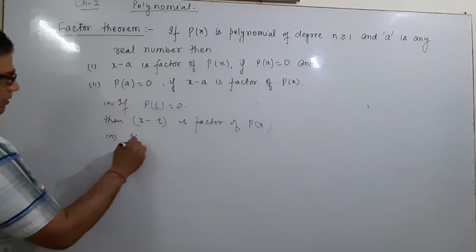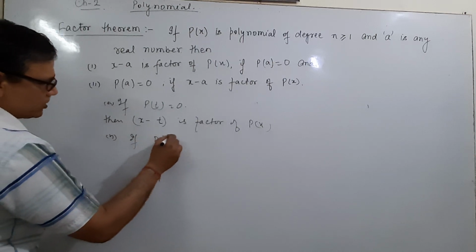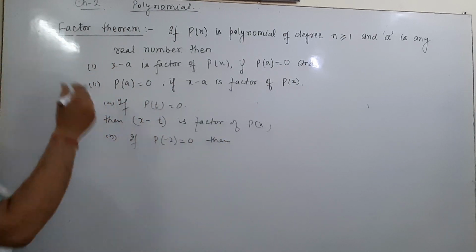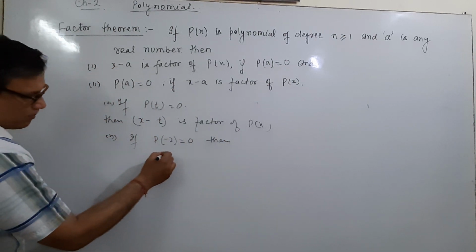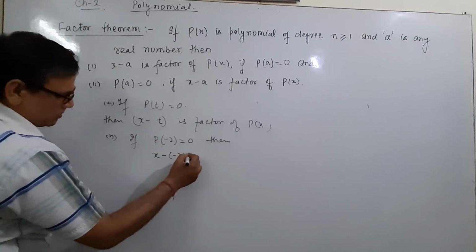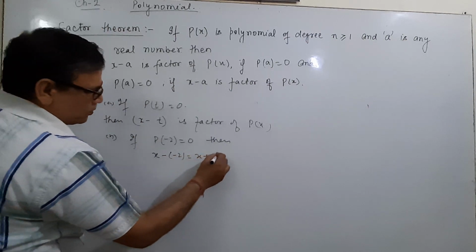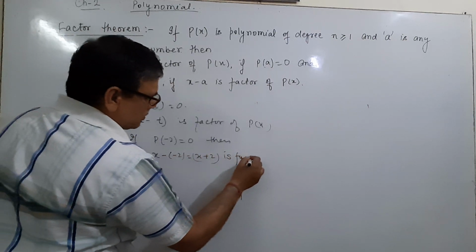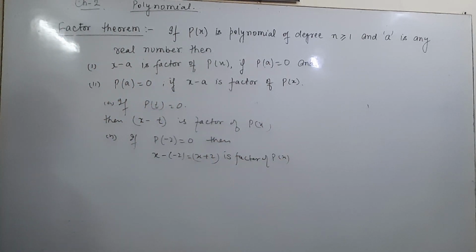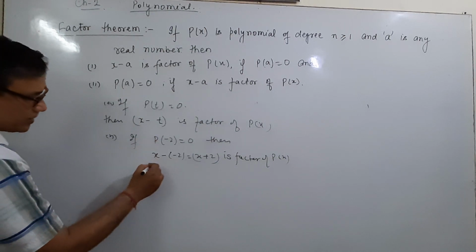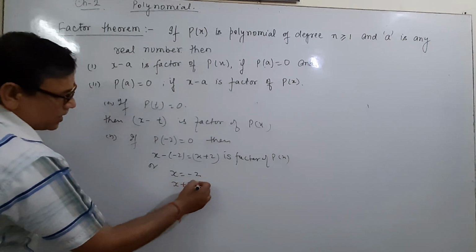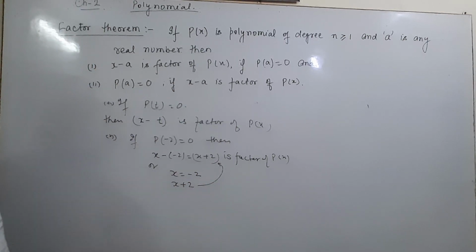B: if P(-2) = 0, then what is the factor? x - (-2). The sign will change: minus minus means x + 2. So x + 2 is a factor of P(x). We change the sign. Or we can also write x = -2, so x + 2 is a factor of this. We can write it in this form also.